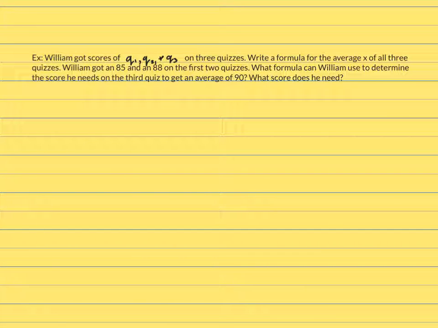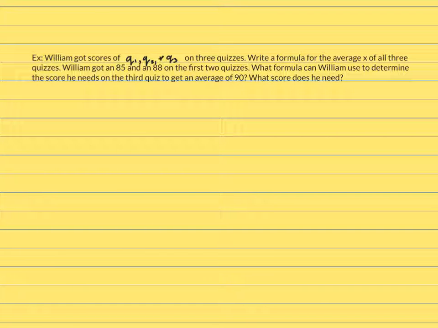The last problem we're going to look at says, William got scores of Q1, Q2, and Q3 on 3 quizzes. Write a formula for the average X of all 3 quizzes. William got an 85 and an 88 on the first 2 quizzes. What formula can William use to determine the score he needs on the 3rd quiz to get an average of 90? What score does he need?